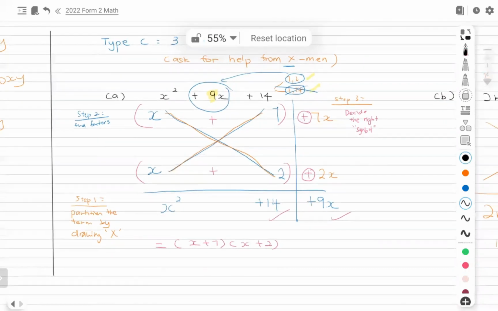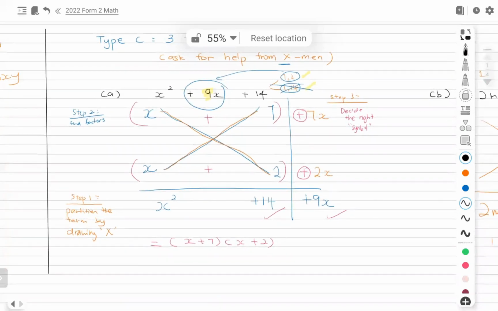Okay. If you have finished copying, then for this one B, don't write in the notes. You try yourself. See if you can get the factorization using the same method. P squared minus 4p minus 12. Then you follow the steps, then you try. Step 1, partition, draw the X, then you write down the terms accordingly. First, third, and then the second term. Step 2, list down the factors.